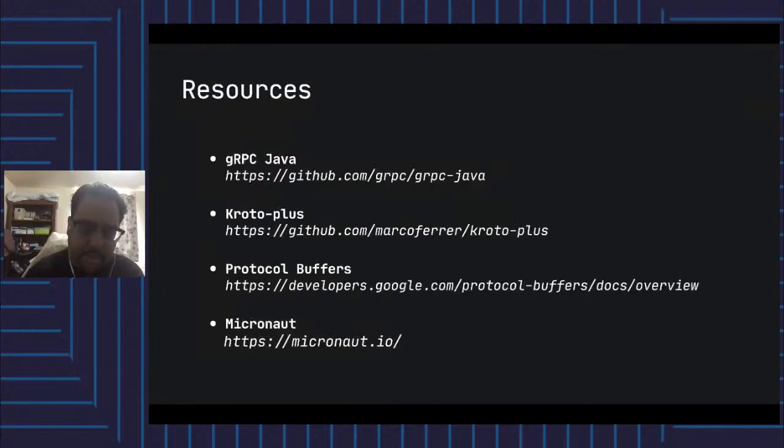There are a couple of resources that you could check out. You could check out the Kroto-plus library and protocol buffers to see what the different scalar types are. Some people use Spring, which also has support for gRPC. There is a framework that I use called Micronaut, which also has built-in support for gRPC, and I highly recommend that framework. It's awesome. So you could check out those libraries.